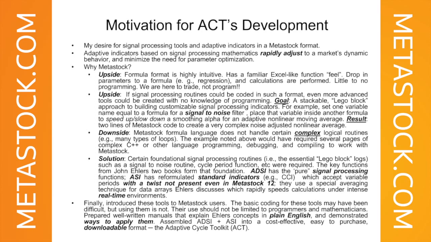Well, let's say that you wanted to take a signal-to-noise filter and then you wanted to use that to adjust a moving average. That would take you several pages of code in a complex language, and then you'd have to debug it, compile it, get all this stuff to get it into MetaStock. Well, the way we've done it by creating these banks of tools, you could create one variable equal to that signal-to-noise ratio and then turn around and drop that variable in your moving average, and you have a very complicated noise-adjusted nonlinear average in about 2 lines of code.